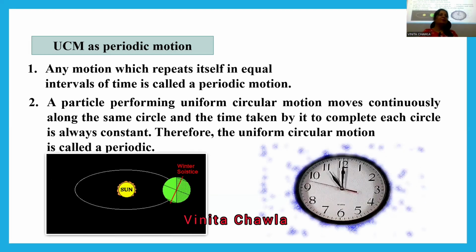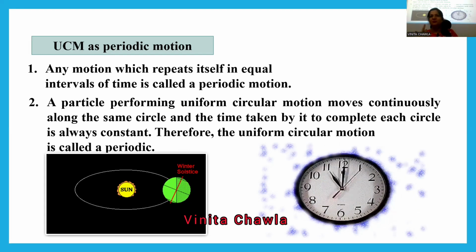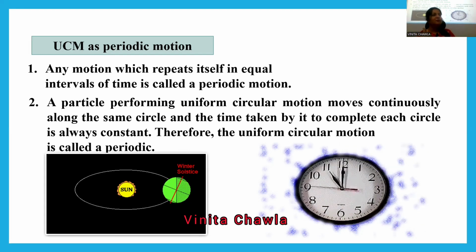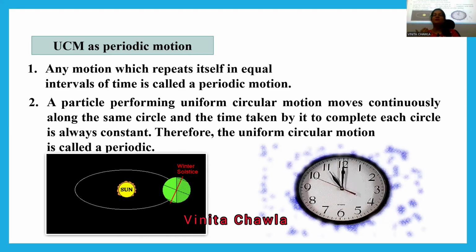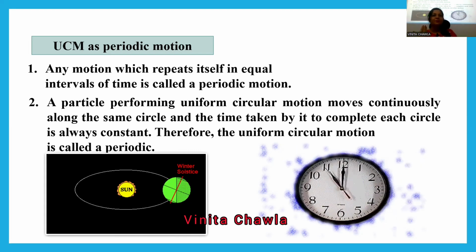So these are the examples where this motion repeats itself after a fixed interval of time. In the case of the Earth-Sun system, Earth rotates about its axis. In 24 hours, it completes one rotation, and revolution is completed in 365.25 days. Right? So it is periodic motion. It repeats itself after a fixed interval of time; we see the same position, same motion again.